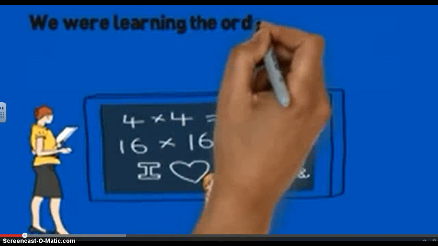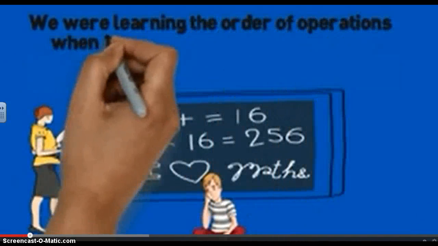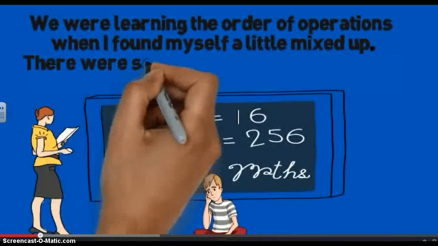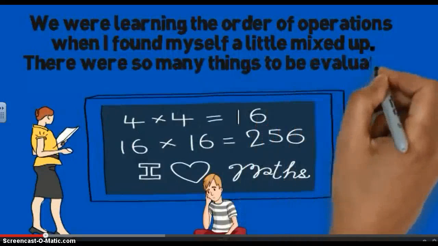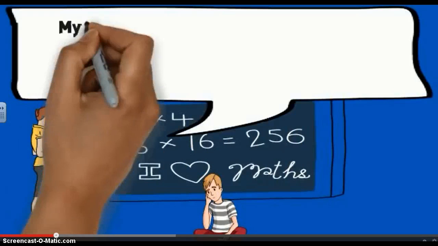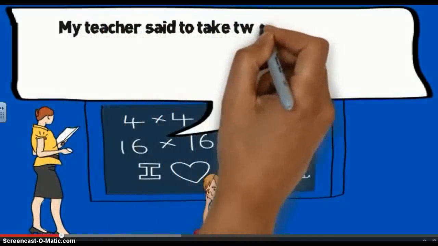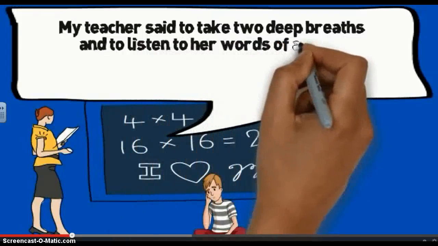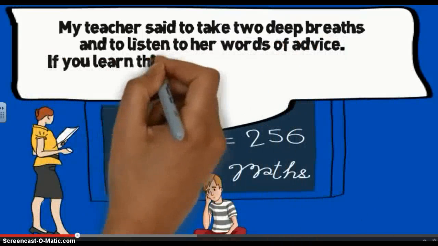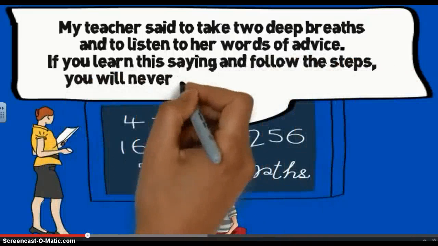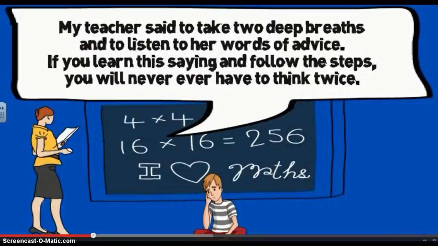We were learning the order of operations when I found myself a little mixed up. So many things to be evaluated. I felt confused and my brain was just stuck. My teacher said to take 2 deep breaths and to listen to her words of advice. If you learn this saying and follow the steps, you will never ever have to think twice.